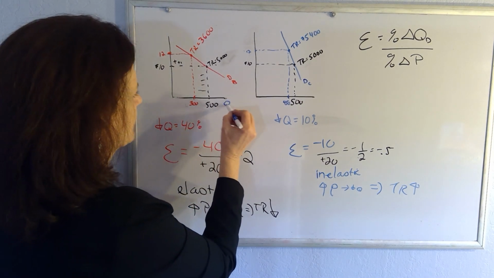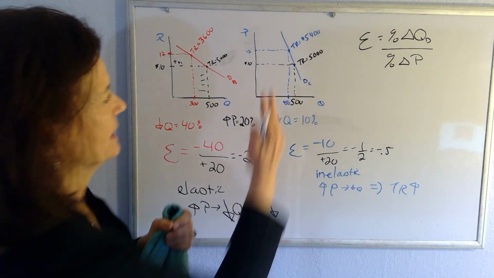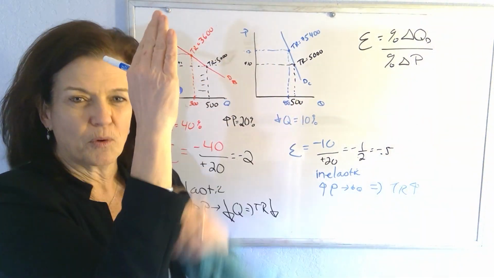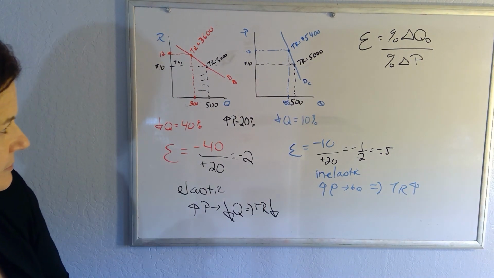I didn't label my axes, Q, P. Always label your axes. Steep demand curves, really steep demand curves, quantity changing a lot less, demand a lot less elastic.